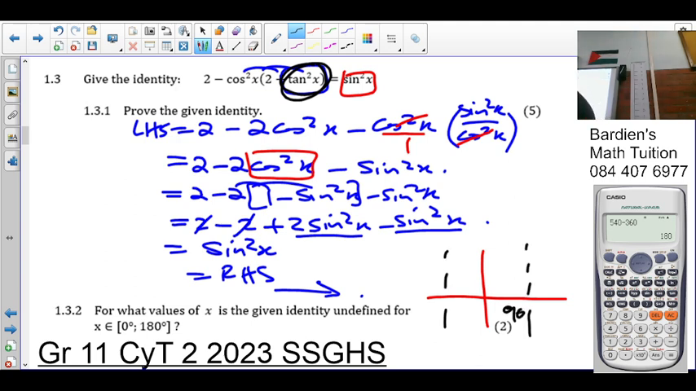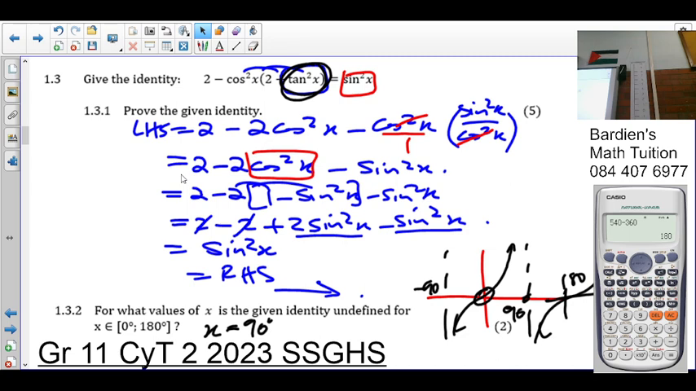So remember, this is what the tan graph looks like. Just a reminder there. And 270. You guys remember? So from 0 to 180, where is it undefined? 90. So x is equal to 90 degrees, the solution I was looking for there. Okay. That was just some reflection on something that was asked sometime last year.